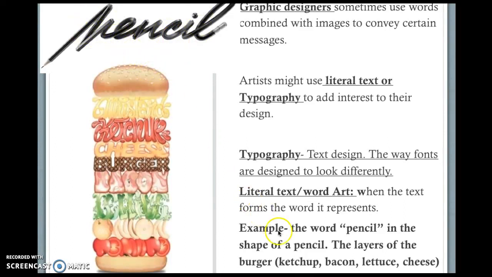They're literally the same. Same thing for the layers of the burger right here. The ketchup, bacon, lettuce, onion, tomato, cheese. They're all pictures of those objects, but they are in the form of text. So the text and the object are the same. They're designed together, the same.